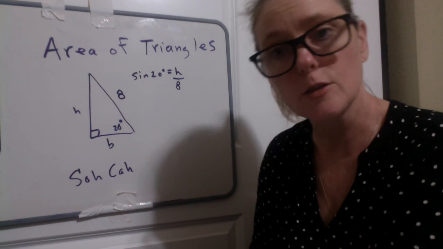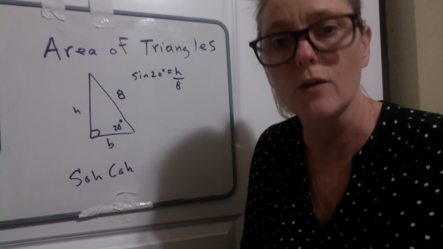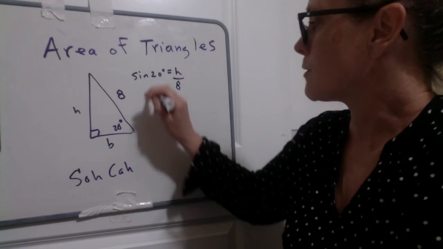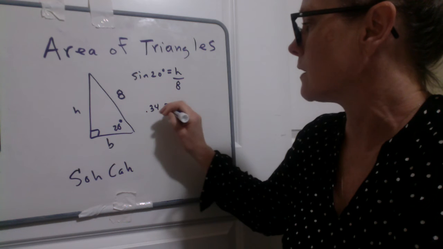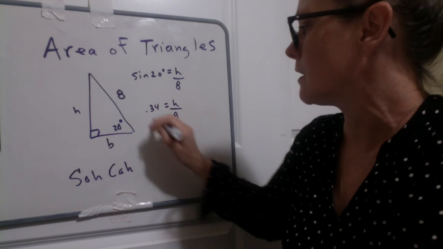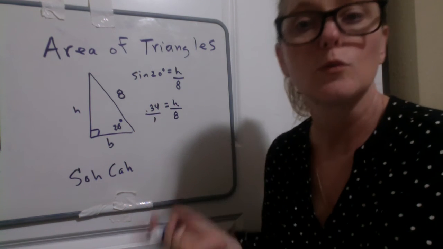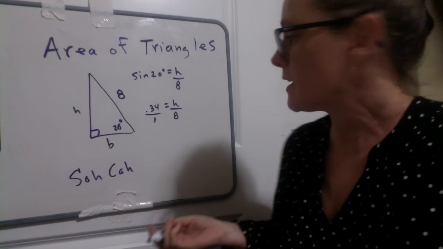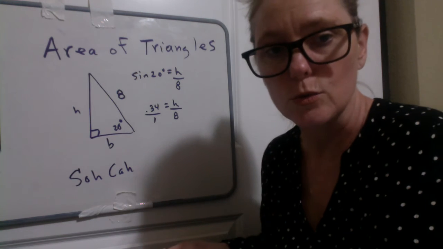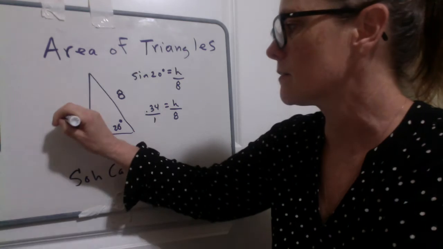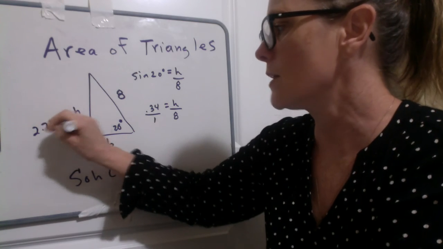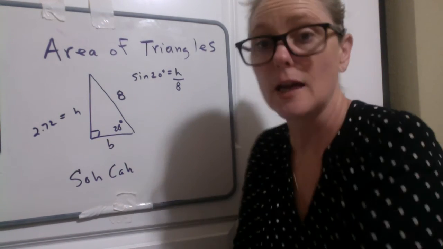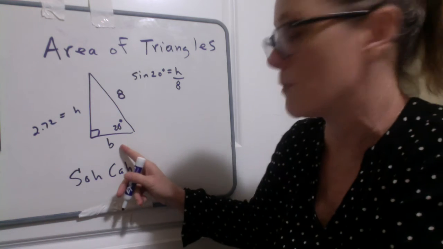And just like I did in the previous problem, I would go to Desmos, find out what sine 20 degrees is. It is 0.34, so I would write 0.34 equals h over 8. Drop that over a 1, write my cross product, meaning 8 times 0.34, and that is 2.72. So I'm going to get my height, it is 2.72. Now, unfortunately, I'm not done yet. Now I've got to find the base.